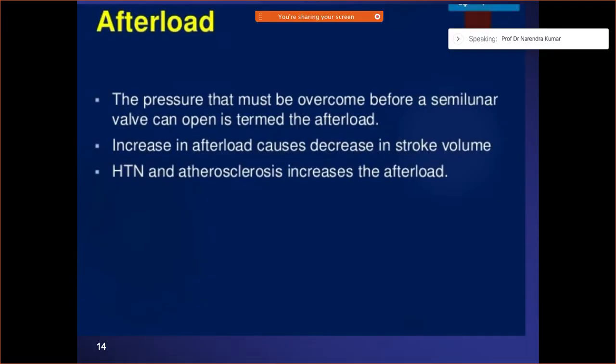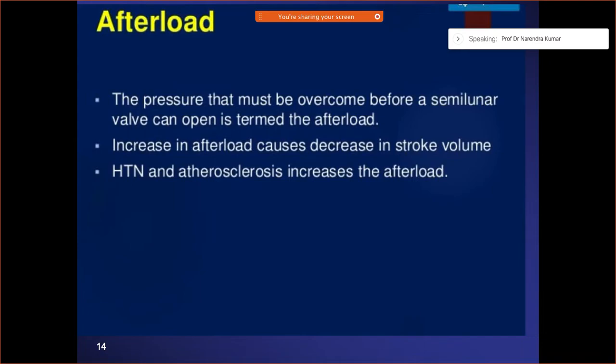Now, coming to the afterload. So, what happens is the pressure that must be overcome before a semilunar valve can open is termed as the afterload. And increase in afterload causes decrease in stroke volume. Yeah. And hypertension and atherosclerosis, they do increase the afterload, in fact.